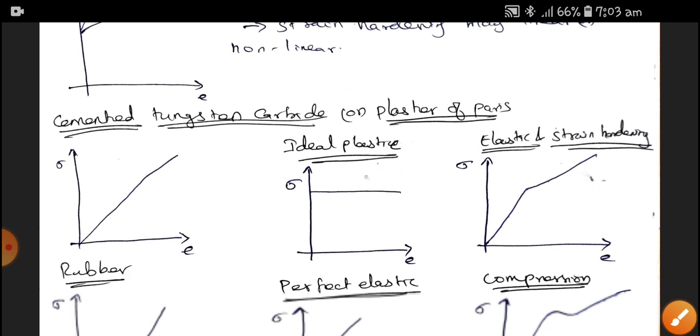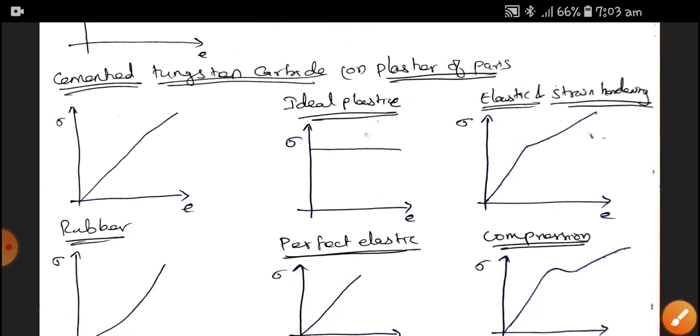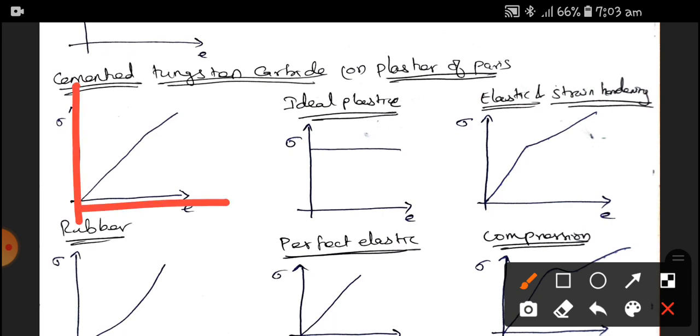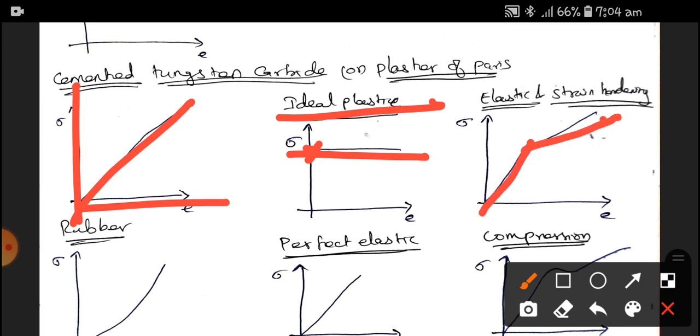Next is the cementite carbide or plaster of Paris. It is always produced linear, where it is ideal plastic up to the yield point. There is no deformation up to that point. After that, there is no stress increase, only deformation happens. Whereas elastic and strain hardening is a bit linear, and it shows some evidence at the yield point.